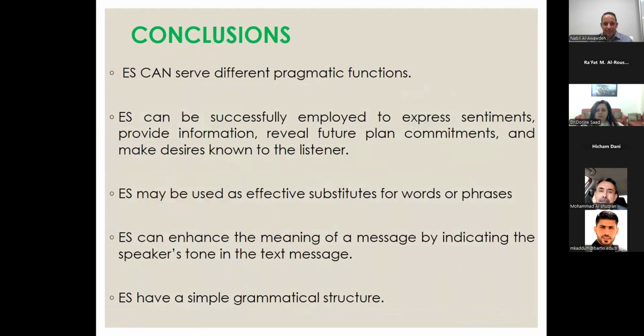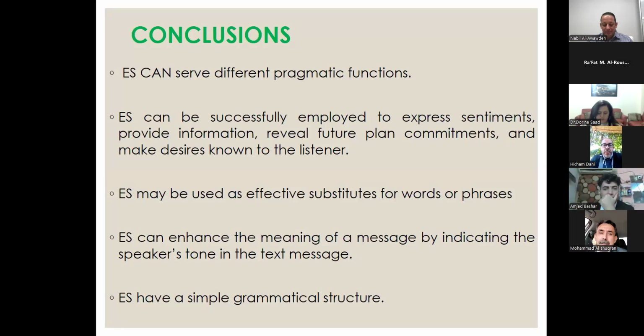Now, finally, I can conclude by saying that emoji sequences can serve different pragmatic functions. They are used to express sentiments, provide information, plan commitments, convey ideas and desires, and make arrangements. They can be used as effective substitutes for words and phrases, and they can also enhance the meaning of messages. And they come in simple grammatical structures. And this is it for me.